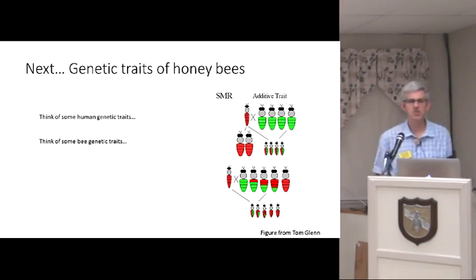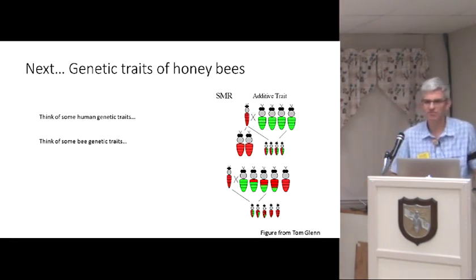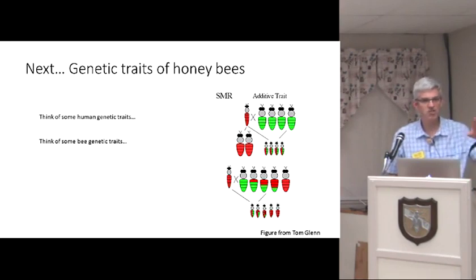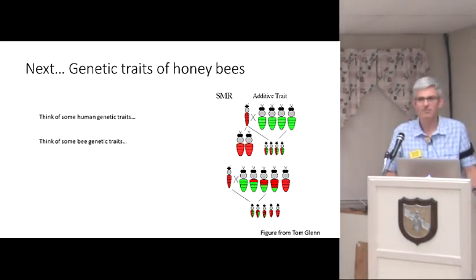So think of some human genetic traits off the top of your head. Eye color, an additive trait, right? All different shades of blue. So there's more than one gene leading to eye color, dark brown eye color, right? What's another trait you can think of? Hair color, similar idea. Height, similar idea. Can you think of a single gene, single trait?